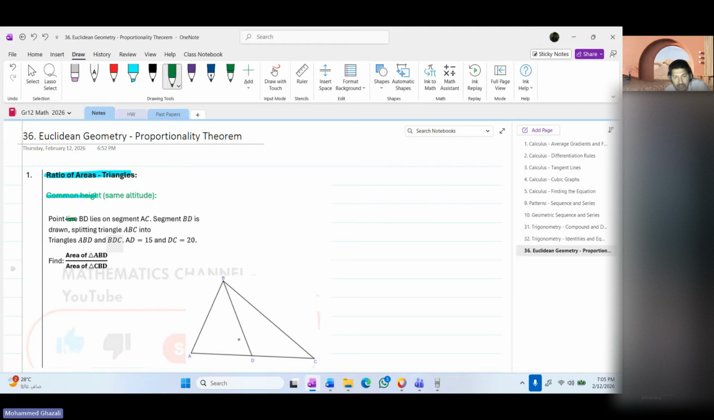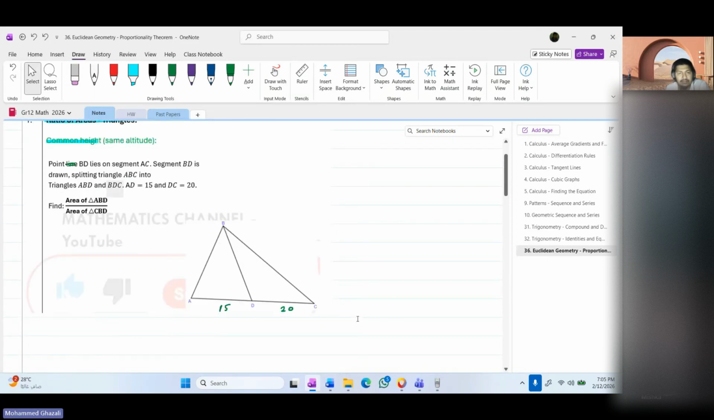AD is equal to 15, so we're going to fill that in. AD is 15, and DC is 20. They didn't mention the units of measurement, so it's fine. Now, what do we want to find? We want to find the area of triangle ABD over the area of triangle CBD.